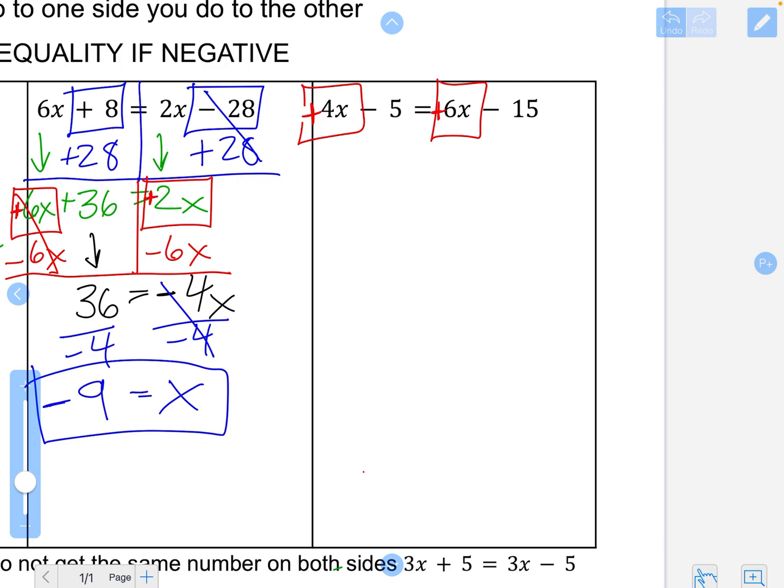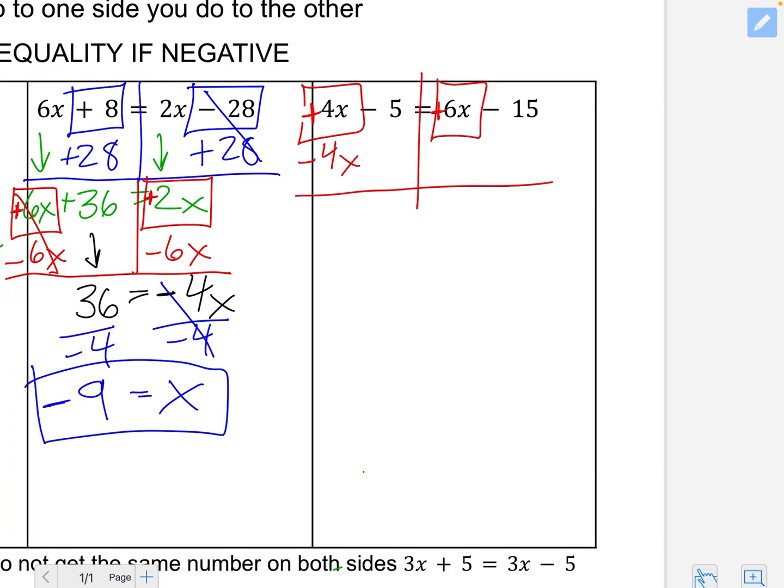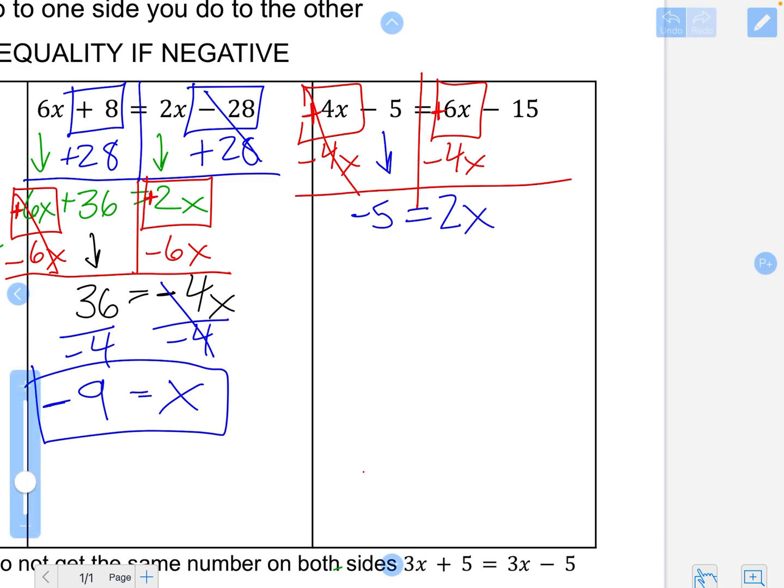So I know that 4 is smaller than 6, so I'm going to switch the sign of my 4. What I do to one side, I do to the other. I'm going to cross out my 4's because they cancel. I'm going to bring down my constant -5. I'm going to put my equal sign. 6 minus 4 is 2x. And then again, I'm going to bring down my next constant term, which is -15.